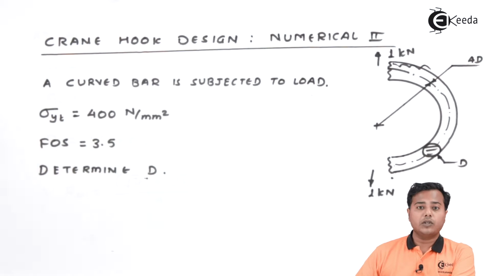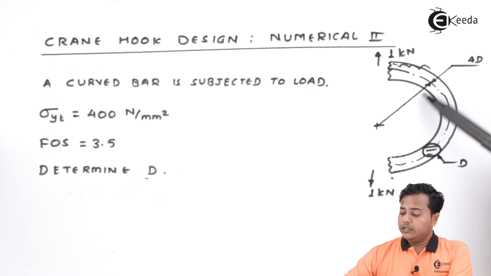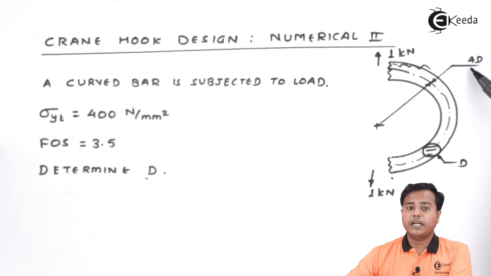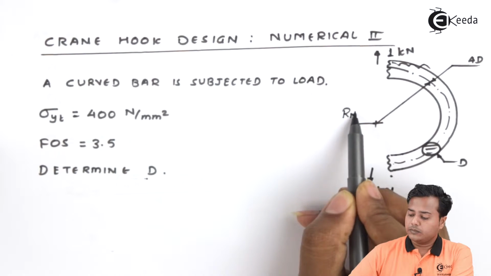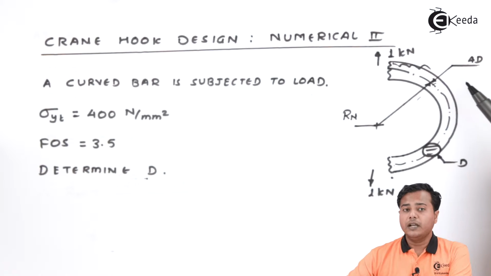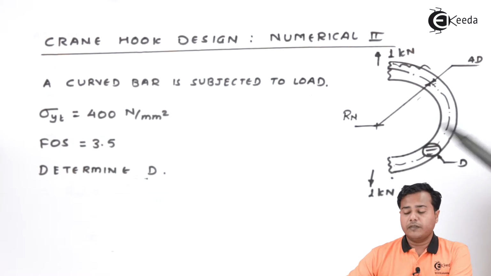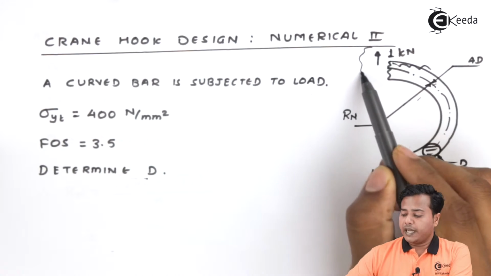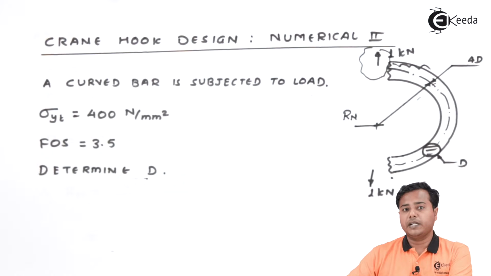So we can see that the cross section is basically circular in nature. This particular value has been given, which is equal to 4 times the diameter D. This is nothing but the R value, based on which we can figure out the inner radius and outer radius. The load of 1 kilonewton each is given, so that this can be its hanging position and this can be the position where the load can be attached.